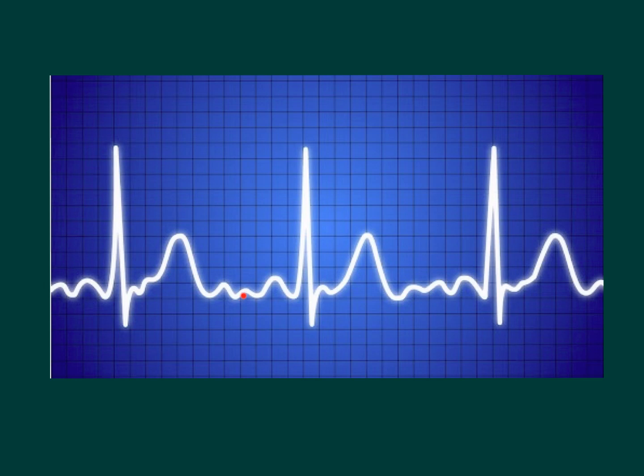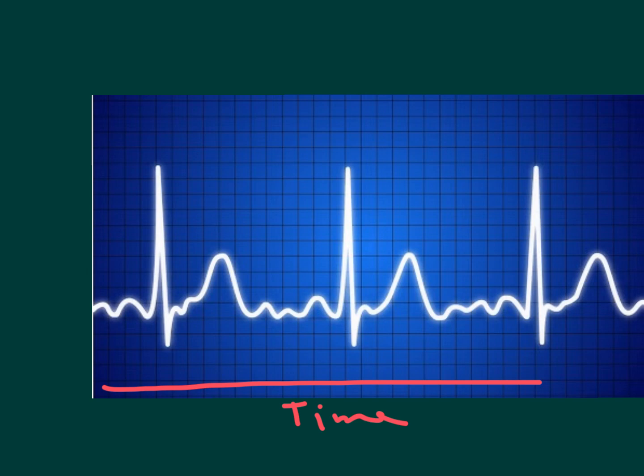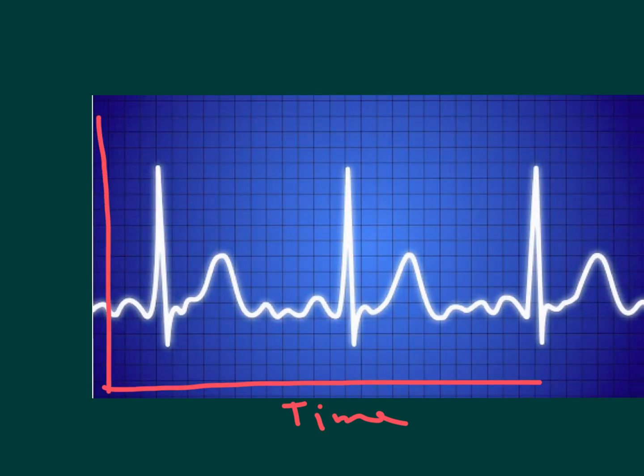Now, this one is called electrocardiography because it measures the electronic signal given off every time your heart beats. If we examine this graph, we can draw an axis here where our x-axis is time, and our y-axis will be the strength of the electric signal given off by your heart. I'm just going to call it SH.